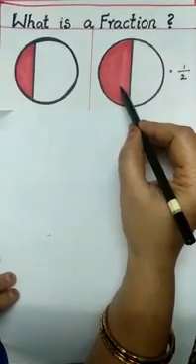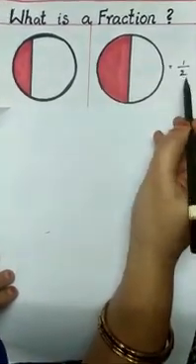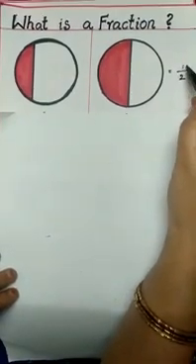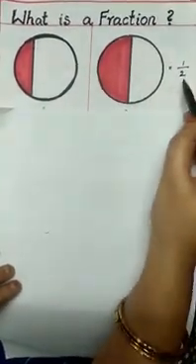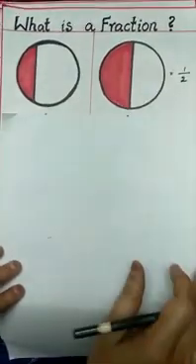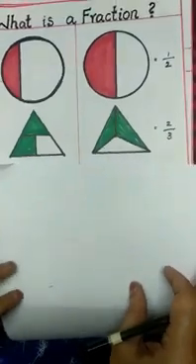Now here I selected one part. This red color shaded portion represents 1 by 2, where the top number 1 represents the selected part and the bottom number 2 represents the number of equal parts into which the whole has been divided. Now come to the second one.